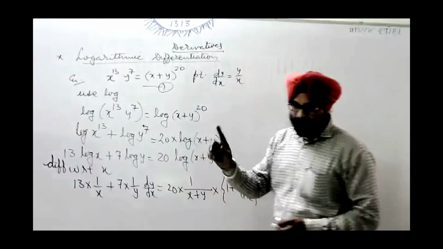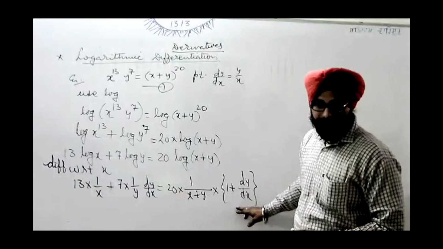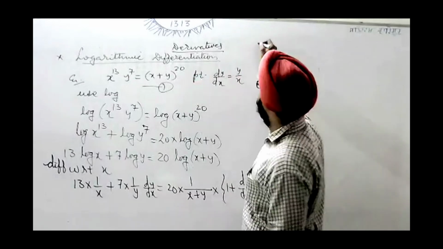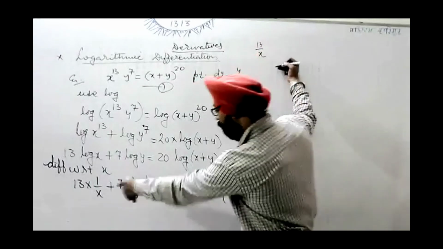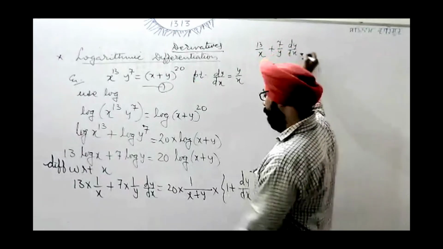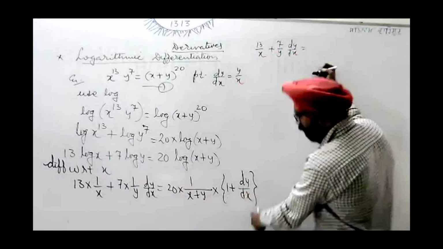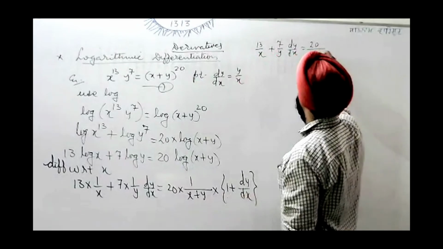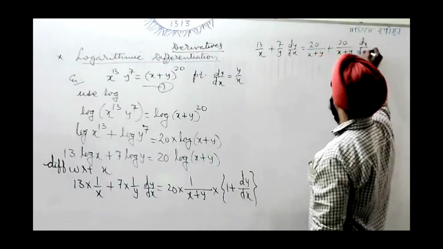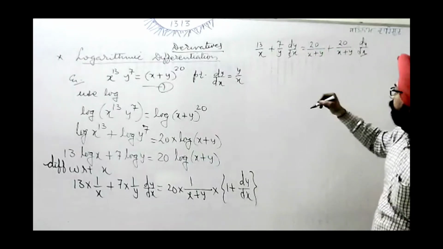Again the same thing we will do. Whenever dy by dx is available in more than one term, we need to club that. How do we do it? Check. First term, be alert: 13 upon x. Second term, 7 upon y dy by dx equal to 20 upon x plus y, which will be multiplied in both these: 20 upon x plus y plus 20 upon x plus y dy by dx. Check. These are the two terms of dy by dx.